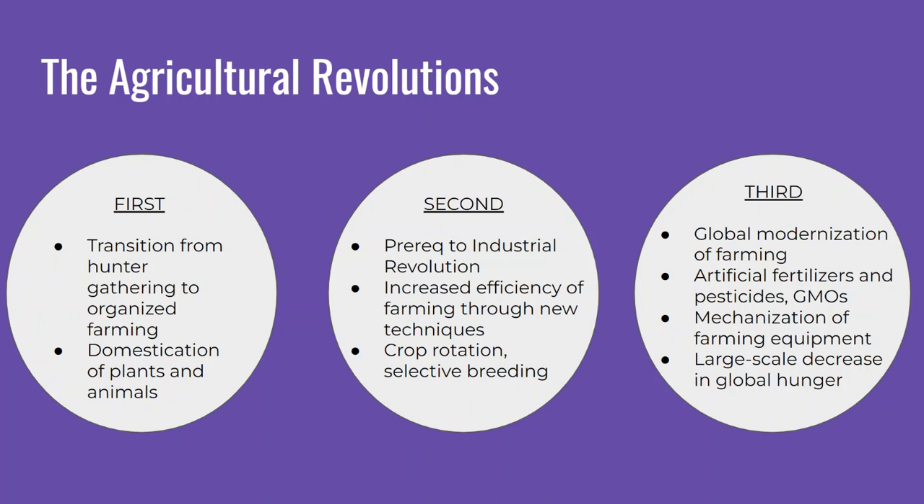The third agricultural revolution was the global modernization of farming, with artificial fertilizers and pesticides, as well as GMOs. This obviously significantly harmed the environment, but increased our food production and led to a large scale decrease in global hunger. And this revolution also corresponded to the mechanization of farming equipment.